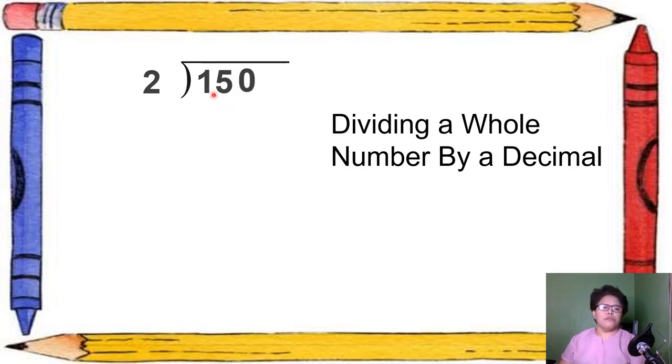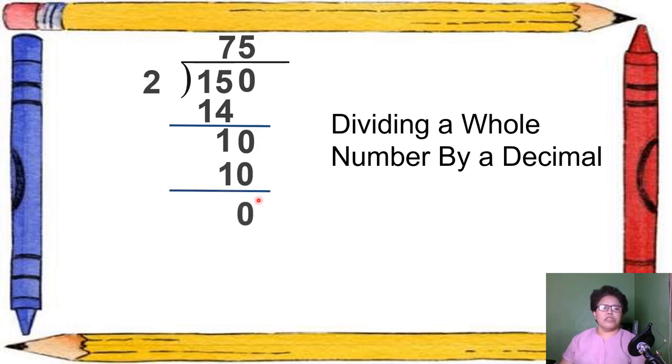So, simula tayo with 15 kasi kulang yung 1. So, 15 divided by 2, that would be 7. 7 times 2, that is 14. 15 minus 14, that is 1. Bring down 0. Okay? And then, ulit. Divide ulit. 10 divided by 2, that is 5. And then, 5 times 2, that is 10. And then, 10 minus 10, that is 0. Now, since wala nang katabi, tapos na yung division natin.